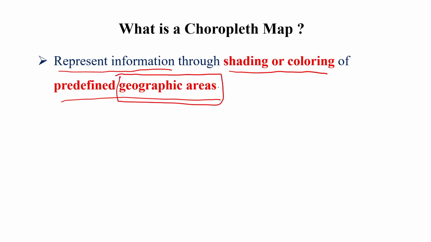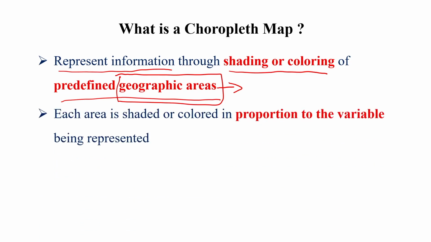So there are n number of variables, n number of pieces of information on the world around us. We try to map that to a specific geographic area. That is the key point here. Now each area is shaded or colored in proportion to the variable being represented. So like I said, first we shade or color a geographic area, and you are going to have a particular variable or theme. Based on that theme, you will be doing the coloring.